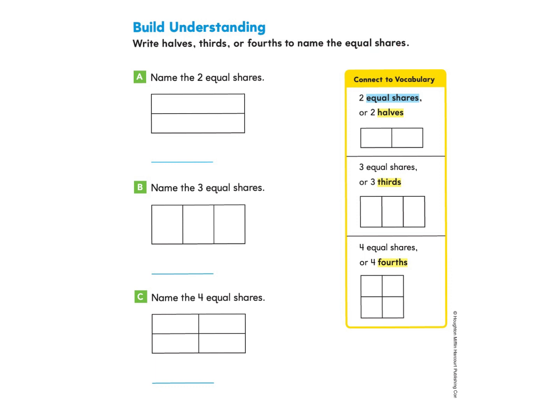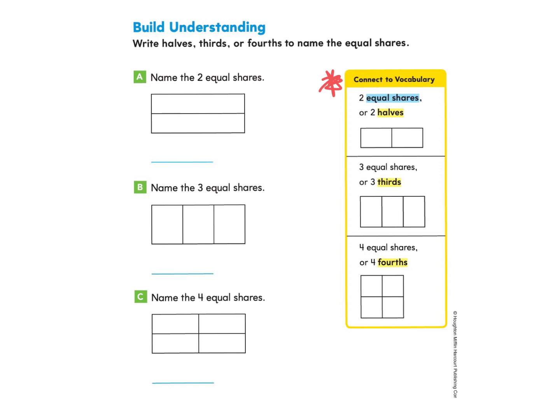So first let's connect to the vocabulary. We can say that when something is two equal shares, it can also be called two halves. Here we have 1, 2 equal shares, or two halves. 3 equal shares can be called thirds, 3 thirds. We have 1, 2, 3 equal shares, or we have 3 thirds. 4 equal shares is the same as 4 fourths. Here we have 1, 2, 3, 4 equal shares, so we have 4 fourths.